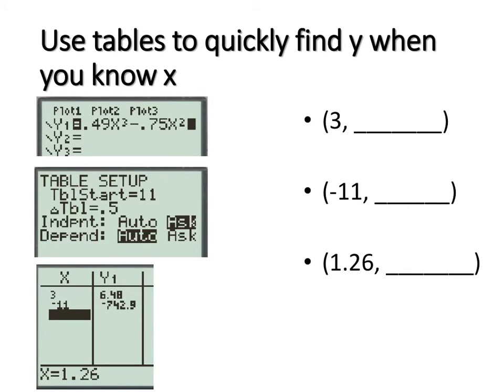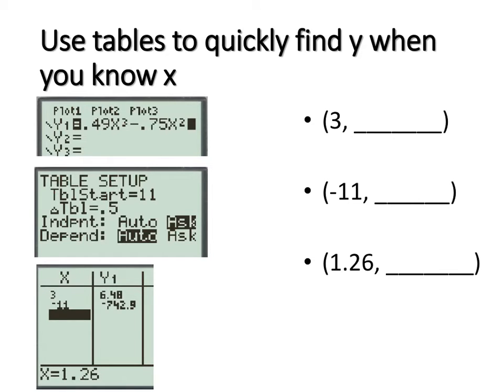One really helpful use of tables that you may not have seen before is the ask feature. This lets you quickly figure out the value of y when you know x. Before we move on, pause the video and enter this equation in. When you're ready, go to the table setup. Now we're going to choose ask for the independent variable. This lets you type in an x and have the calculator tell you what y is. You won't see the table of values anymore, only the specific x's that you type in.